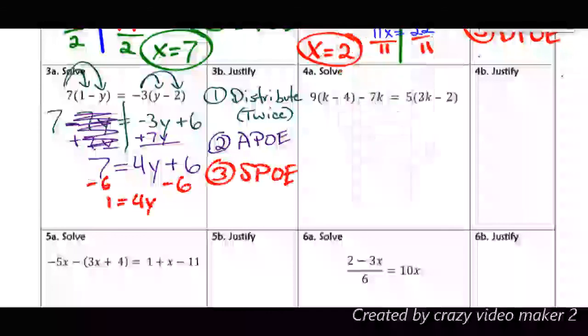And I have one more step where I have to cancel out the 4. That 4 is being multiplied times y, so to cancel that out, I have to divide by the 4. That gives me y equals 1. My last step was division on both sides, that's DPOE.